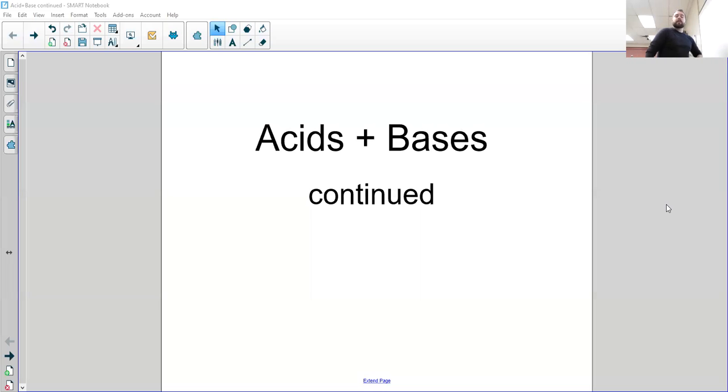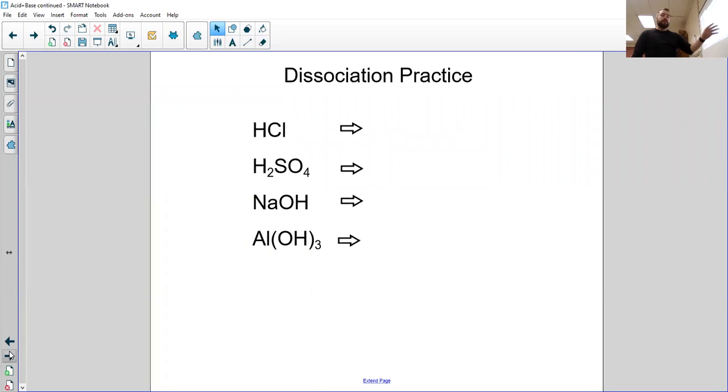All right, ladies and gentlemen, today we're going to be continuing our talk with acids and bases. So we're going to look at some dissociations. We talked about dissociations last time. It's when a compound splits completely into its ions. So we have our first compound, HCl, hydrochloric acid. It dissociates into our H+ ion and our Cl- ion.